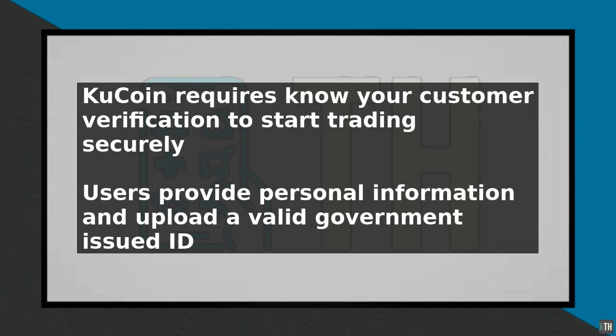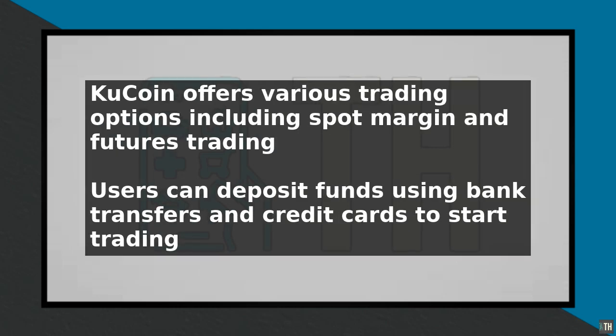In addition to trading, Kucoin also offers other services, such as staking and lending. Staking allows users to earn rewards by holding certain cryptocurrencies in their accounts. Lending allows users to earn interest by lending their cryptocurrencies to other users.